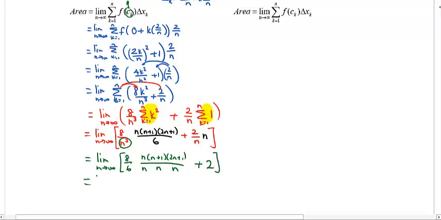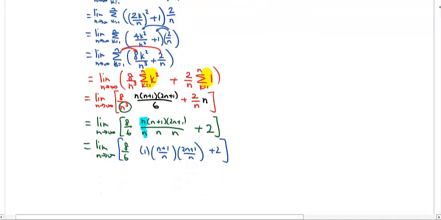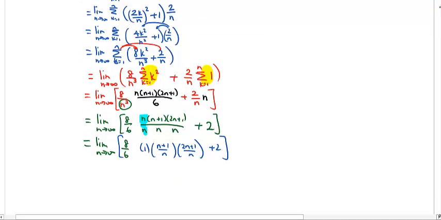Why is this helpful to me? Well, when I'm taking the limit as n approaches infinity, notice that n over n here will just equal the number 1. Notice what I also have now is n plus 1 over n, and I also have 2n plus 1 over n, and this is all plus 2, still in the bracket. You're like, this doesn't look that helpful. Yes, it does. Do you know why?